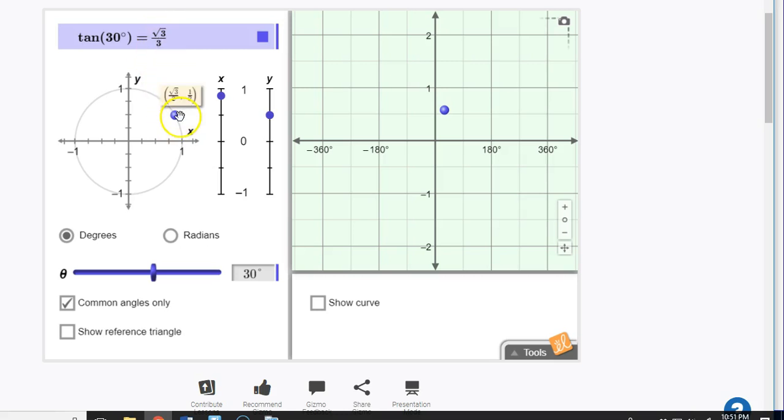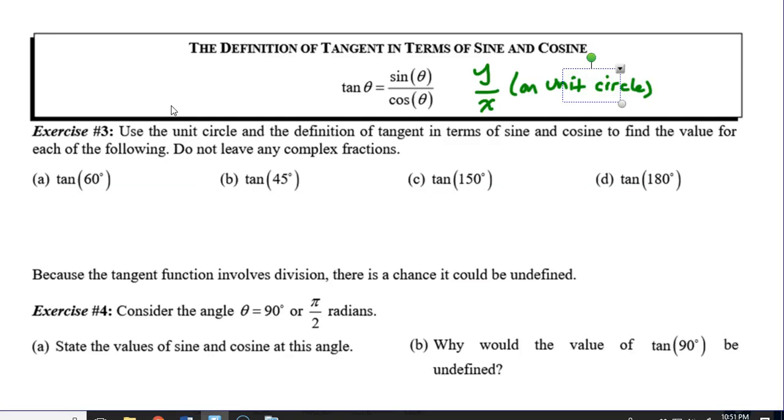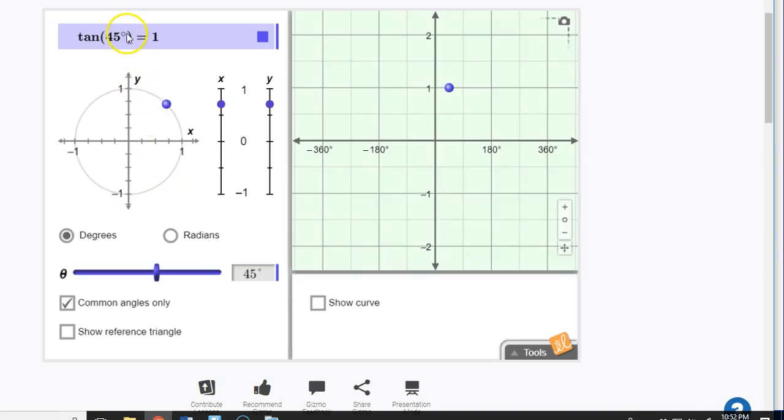So now let's move to 30 degrees. Tangent is square root of 3 over 3. If I move to 45 degrees, the x and the y are the same. So when I divide y by x, I get 1. So let's go ahead and put that answer in here. And then our second question was about 60 degrees. At 60 degrees, the tangent is square root of 3 over 2 divided by half, and that simplifies to just be square root of 3. We can go ahead and put that in.